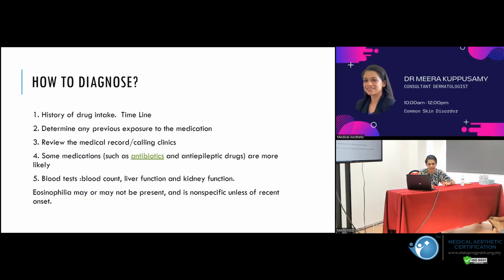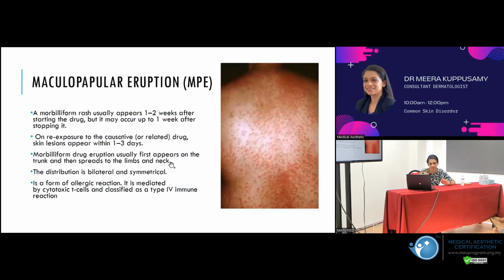And then besides clinical diagnosis, blood tests, blood count with high eosinophils, deranged liver function, kidney function supports the diagnosis of drug allergy. This is a common one that you see, maculopapular eruption, MPE. So it looks like measles. It's 1 to 2 weeks after taking the drug. And then it can still progress 1 week after you even stop the medication. This is the natural history. And if you take the medication again, maybe wrongly, the rash appears faster and faster.